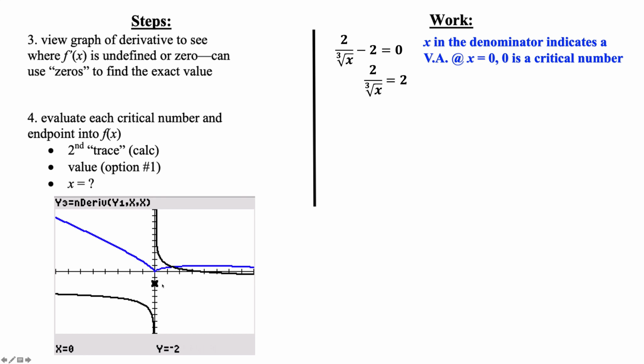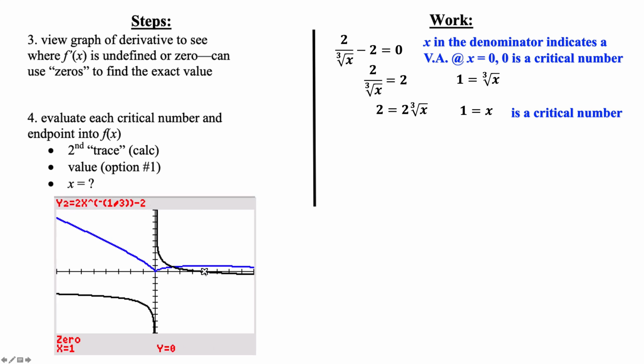So we continue on, we'll solve this for x to find our other critical number. Add over the 2, multiply over the cube root of x, divide by 2. We get a 1, we cube both sides, x is equal to 1, that's my other critical number. So we need to find, on the derivative graph, 0.25, 0.5, 0.75, 1, yep, there's an x-intercept right there.